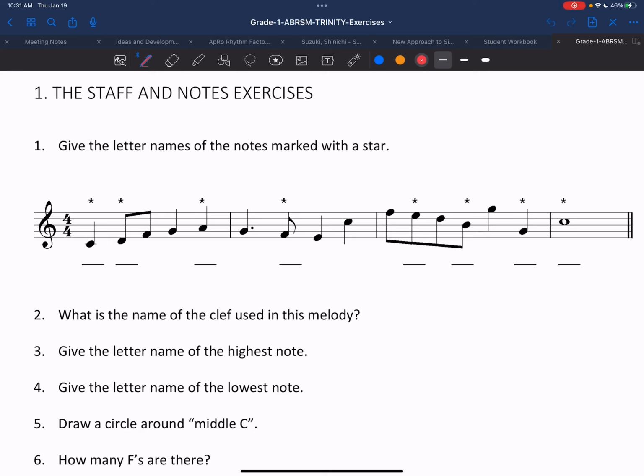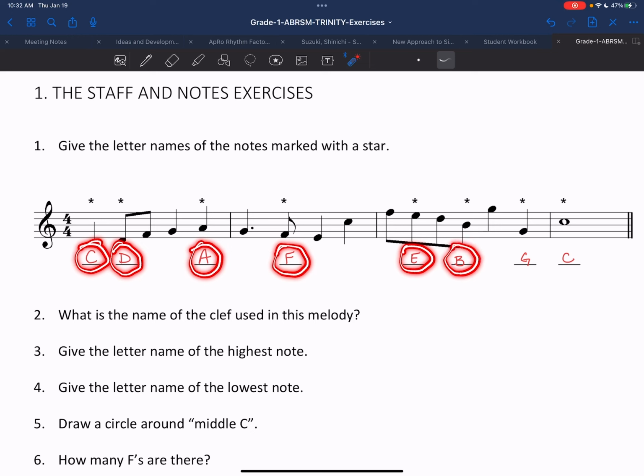It says give the letter names of notes marked with a star. So these first ones are a C, the ledger line below the staff, then D, then A, then F, then E, a B, a G, and a C. So one more time, those are C, D, A, F, E, B, G, and C.